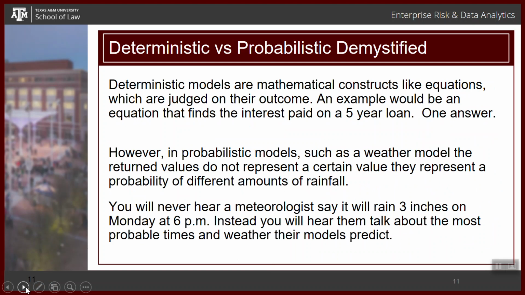So the technical side, we're just going to talk briefly about. If you have a deterministic model, you put an input in, you always get the same output. It's an equation. Well, these are not the models we're dealing with. We're dealing with stochastic models or probabilistic models. And the best example that we have is weather, because the weather represents a constant change in the probabilities.